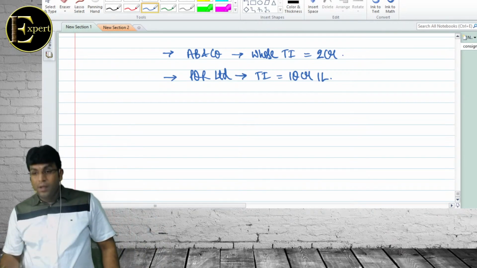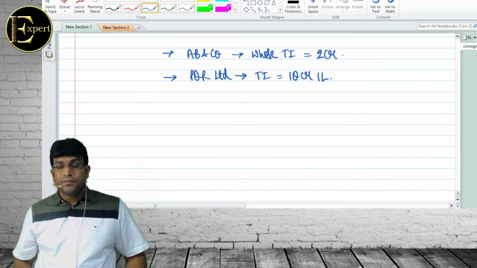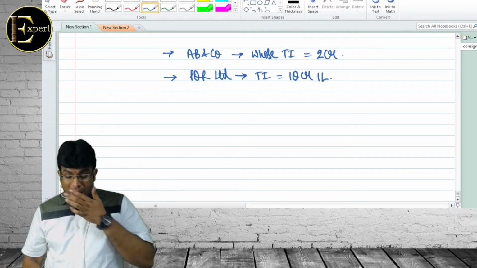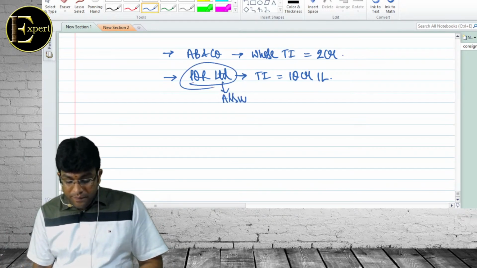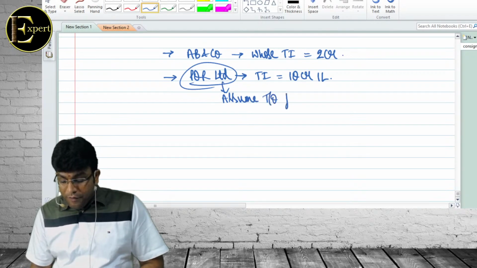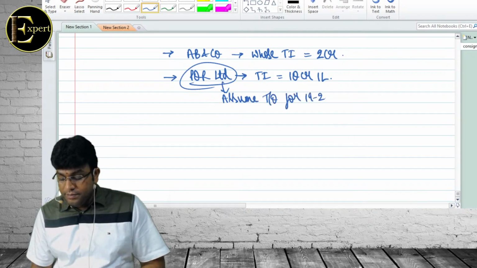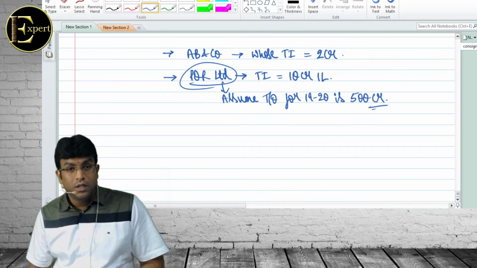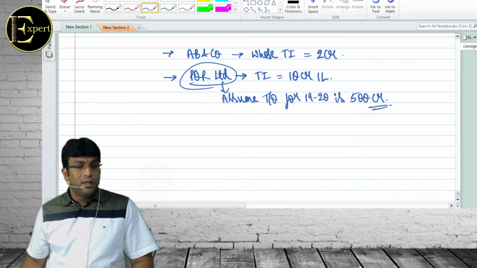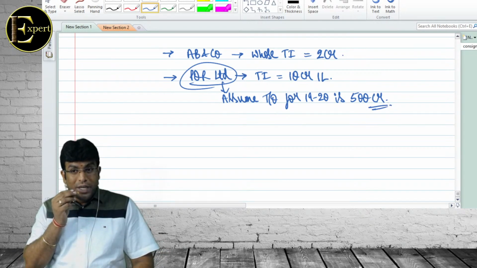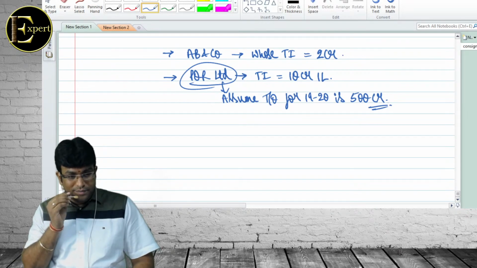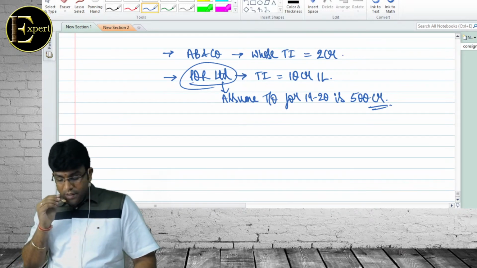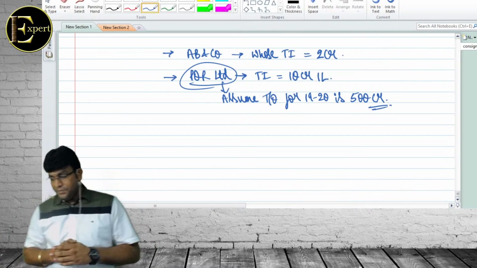Yes, done my dear friends. And PQR Limited, assume turnover for 1920 is 500 crore. ठीक है बेटा, आपको चाहिए ना वो, उससे फर्क पड़ता है ना? हाँ प्लीज, assume it is 500 crore.